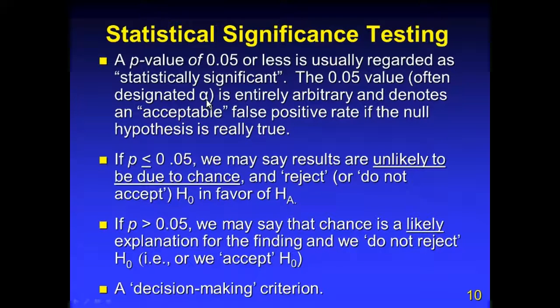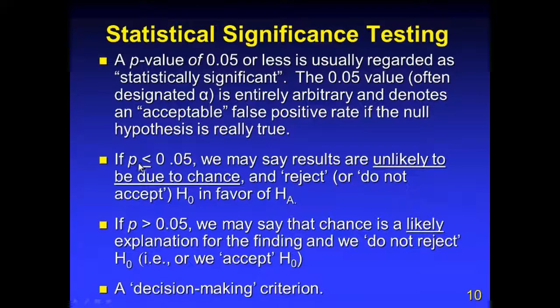This value of 0.05 is often designated as alpha, and we'll come back to alpha. Alpha is not always 0.05, it may be something small like 0.01, but it is whatever the measure is that's regarded, for the purpose of the particular experimental study, as being the cutoff point for statistically significant.